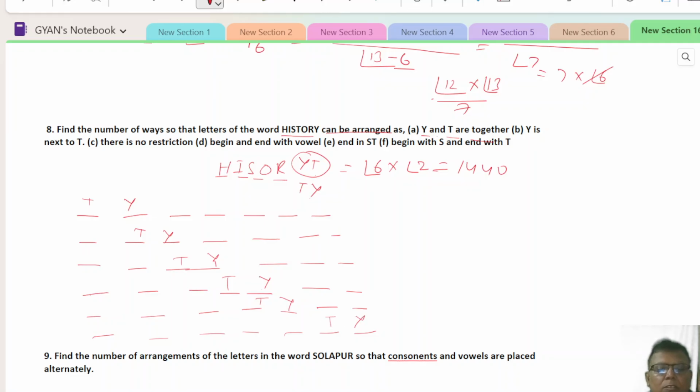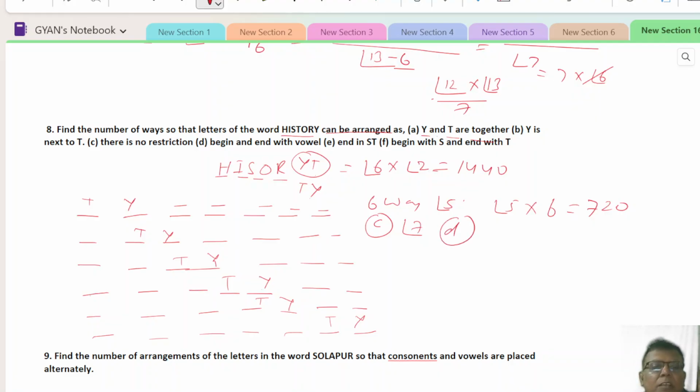So T and Y can be placed in the 6 ways. And how many places remain? 1, 2, 3, 4, 5 places are there. So the 5 remaining letters can come in factorial 5 ways. So factorial 5 into 6, that is equal to 720. Now come to the question number C. There is no restriction. If no restriction is there, then we say factorial 7 because 7. So question number D: begin and end with a vowel.